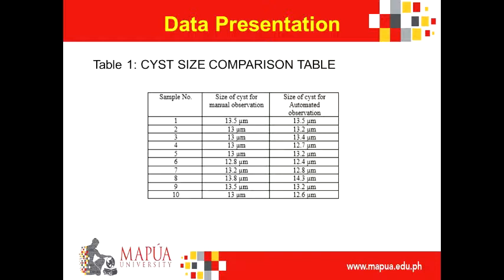So for our data presentation, we gathered 10 samples and used the following tables. First is the cyst size comparison table. It consists of the sample, the size of cyst for manual observation, which is done by the medical technologist, and the size of cyst for automated observation, which is done by our system.